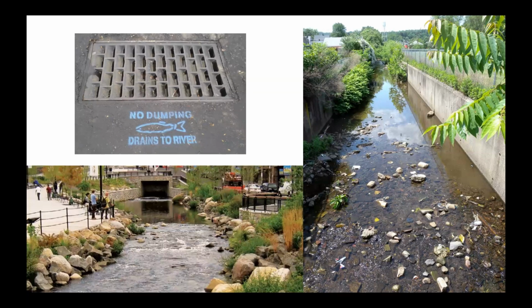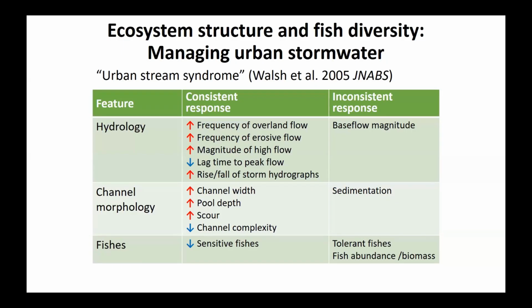So how has the urbanization syndrome modified the way aquatic systems work? Well, there was a paper a couple of years ago thinking about how ecosystem structure really is influenced by urbanization. And there's a couple of features that are really consistently found in urban streams. One of the major ones is that hydrology is greatly modified by urbanization, where we see an increase in erosive and overland flows, increases in the magnitude of the big peak storms, and storms cause the flows in streams to rise and fall much more rapidly than their natural counterparts.